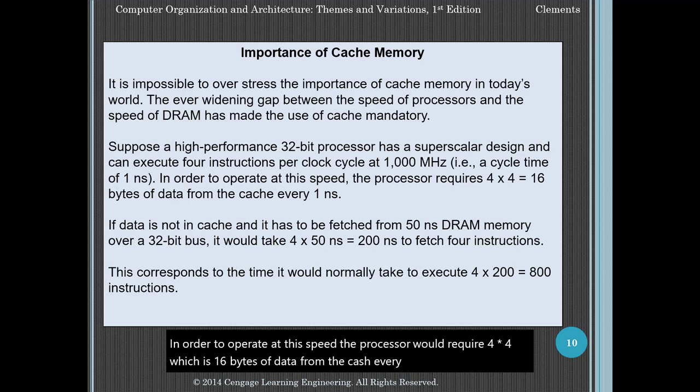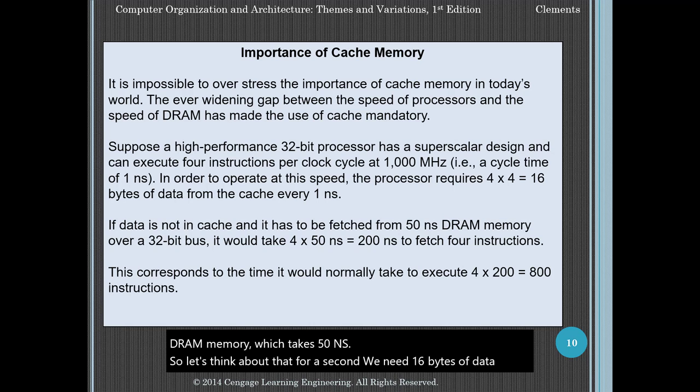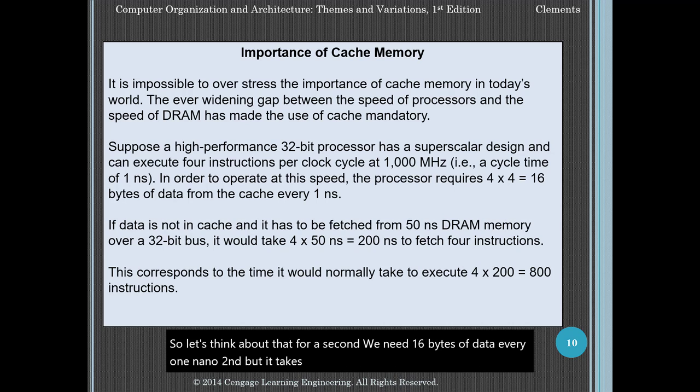If the data's not in the cache, we know it has to go and be fetched from the DRAM memory, which takes 50 nanoseconds. So let's think about that for a second. We need 16 bytes of data every 1 nanosecond, but it takes 50 nanoseconds to get it from the memory over a 32-bit bus, right? So we can see the math. 4 times 50 is 200 nanoseconds to fetch 4 instructions.